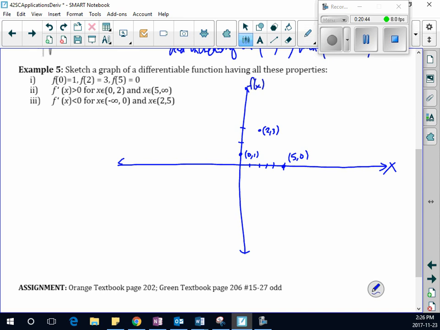So it's saying the slope is positive between 0 and 2 and 5 and infinity. So positive means it's increasing. So from 0 to 2, increasing. From 5 to infinity, increasing. Yes? Okay. Then what's happening here, from negative infinity to 0, it's negative, and from 2 to 5, it's negative.